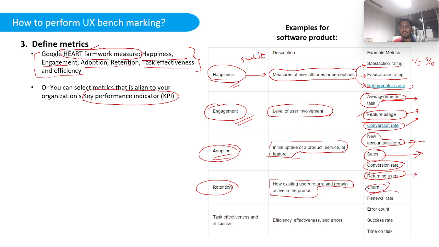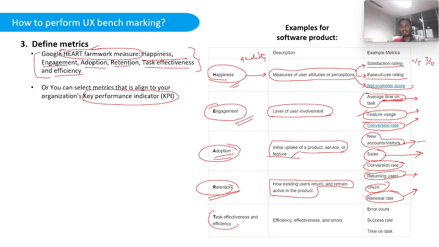Renewal rate is also something similar, when someone takes a subscription, like an Amazon Prime account, and you see how many people renew that application. This means people are returning to that product. They are not going away to competitive products. So to understand that, you do this.